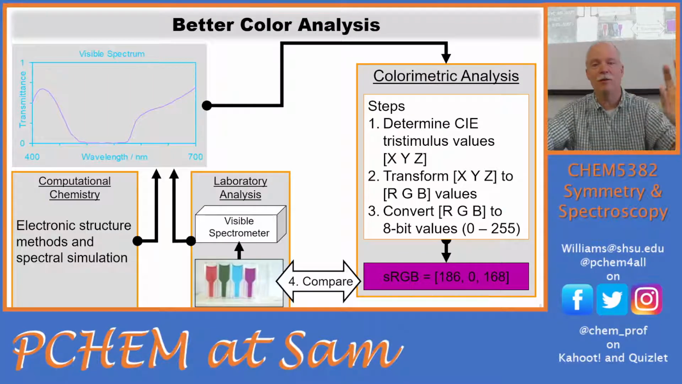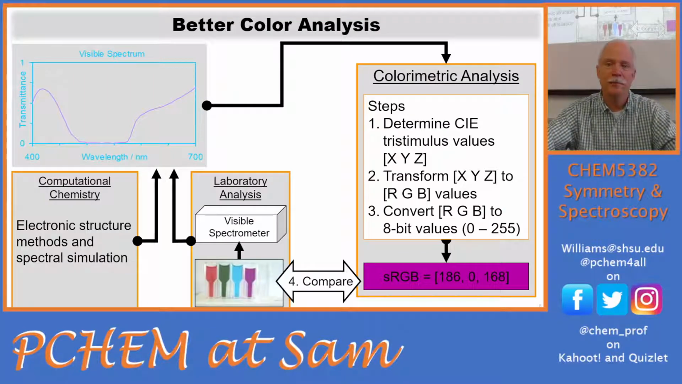So here's a better color analysis than the color wheel. We take our visible spectrum. This happens to be the visible spectrum of permanganate. Okay, so you've seen potassium permanganate. This is what it looks like. This is transmittance, and so it gives some red here and some blue here. And you mix red and blue, you get purple. And that's what we've got. And that's what permanganate is, purple.